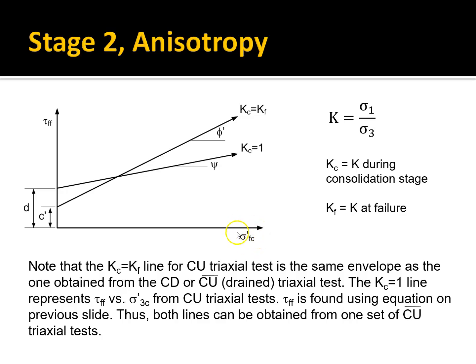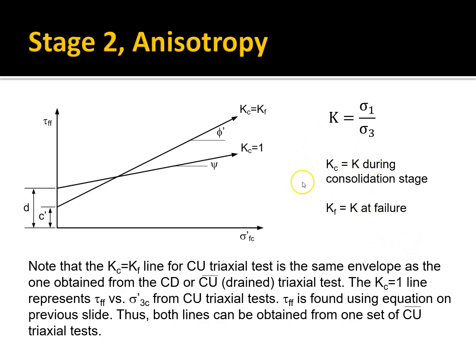But let's assume we're looking at this line here. Then this sigma prime FC, we get that from stage 1. This is the effective normal stress on the failure plane at the end of the consolidation stage. And then we can just come up here and scale off the corresponding shear strength on the failure plane at failure. And then we can plug that right into our analysis and calculate the factor of safety at stage 2.